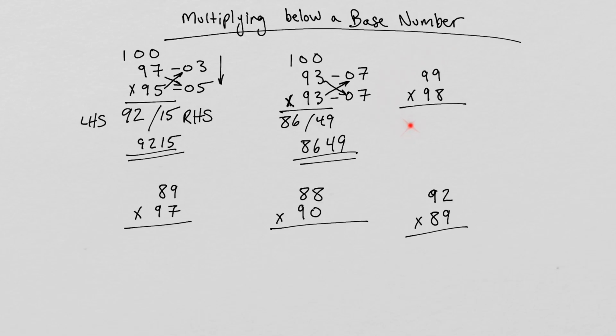Next problem, 99 times 98. Working on base number 100. 99 is minus 1. 98 will be minus 2. Going up this way, 98 minus 1 gives us 97. Multiply the differences, we get 1 times 2 is 2.